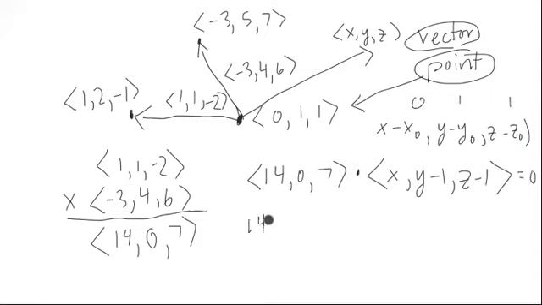So we get 14x and 0, that cancels, so it's not even there. So it's 14x plus 7z minus 7 is equal to 0, and that will define a plane in 3 dimensions.